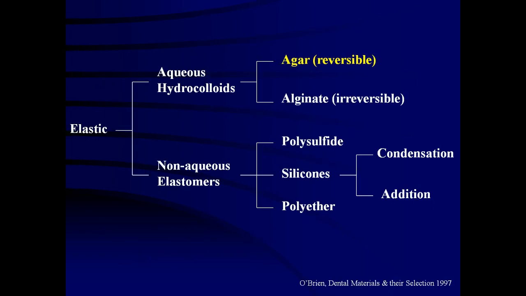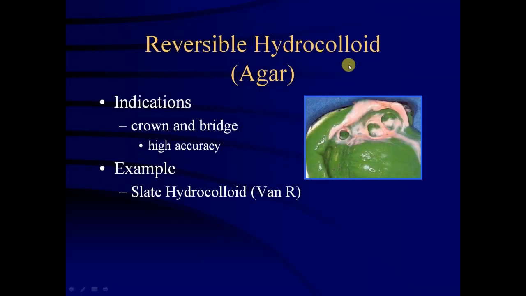So now we have discussed the alginate, the polysulfide, the silicones, condensation silicone, addition silicone, polyether. Now comes the topic agar, which is aqueous hydrocolloid, reversible in nature. Indication: it is used in the crown and the bridge. It is highly accurate. Example is Slate hydrocolloid by Van R.